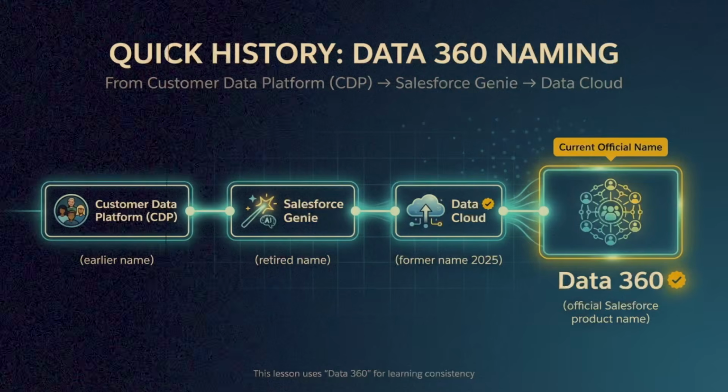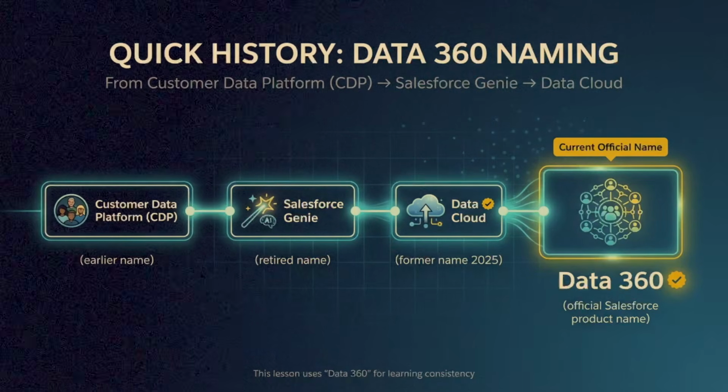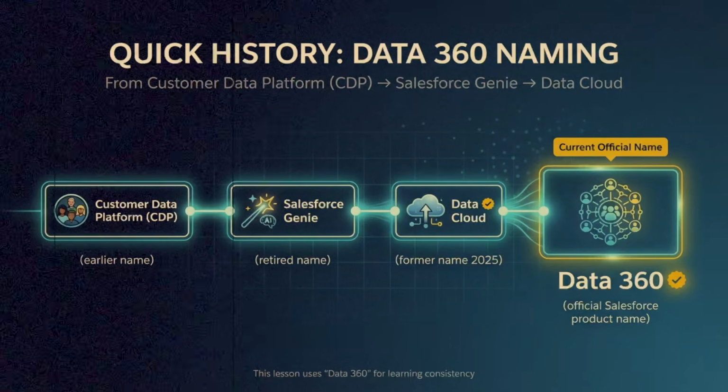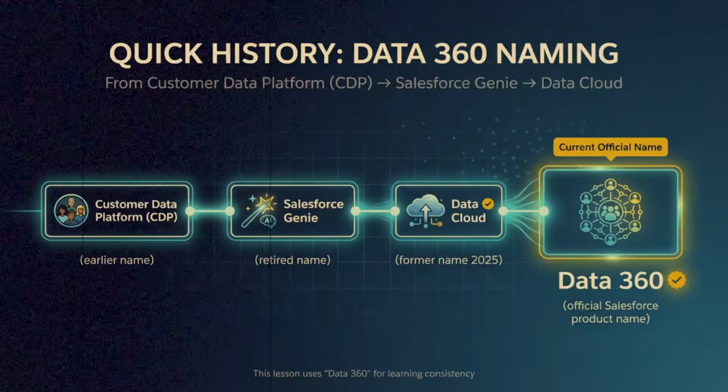Quick history note. Data Cloud used to be called Customer 360 and Salesforce Genie. Then Salesforce renamed it to Data 360 in 2025.